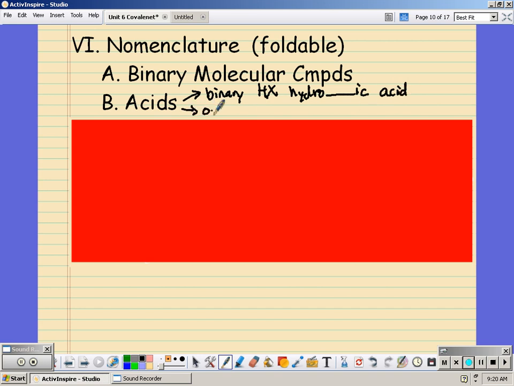An oxyacid is a polyatomic, so you would have hydrogen, an element, and an oxygen. If the polyatomic ends in ate, you would change it to ic and then add the word acid. If it ends in ite, you would change the root to ous and add the word acid.